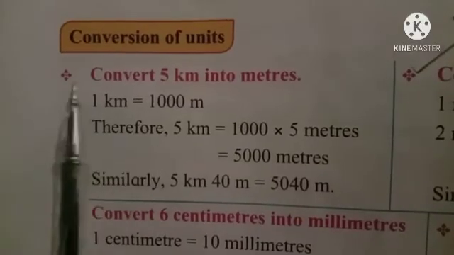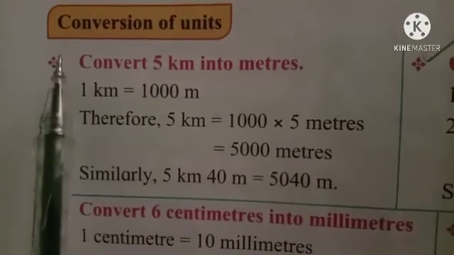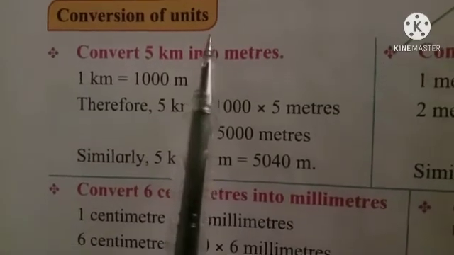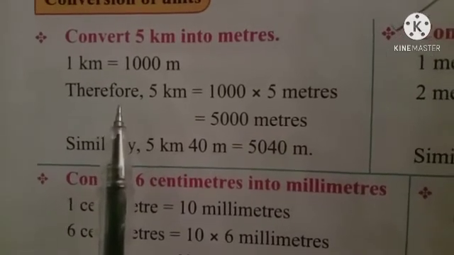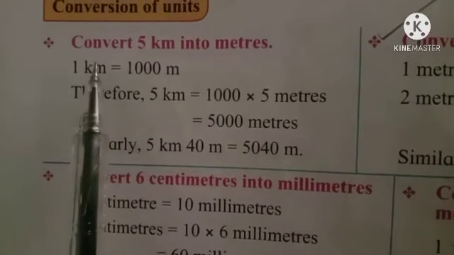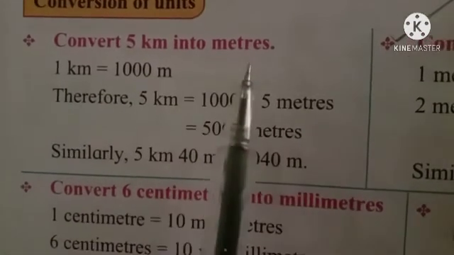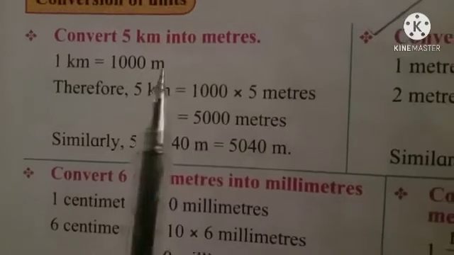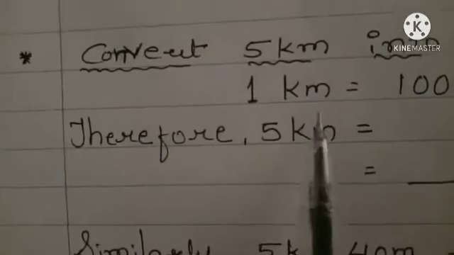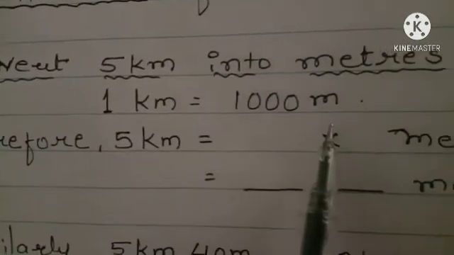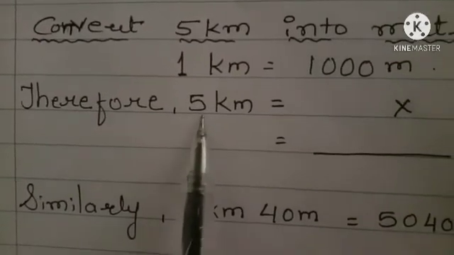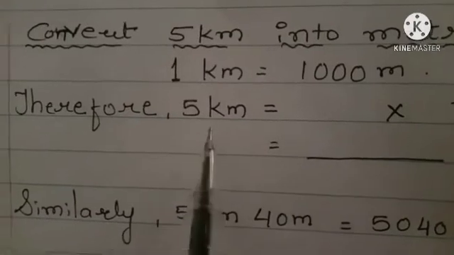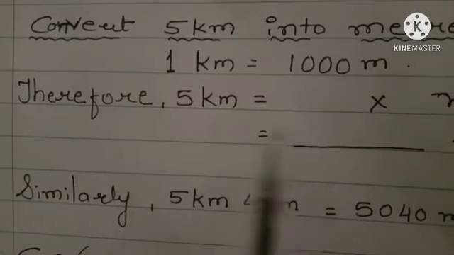Moving to the next part of explanation of page number 64 is conversion of units. So here we have to convert the given units into different units. So first here you will see that we have to convert 5 kilometers into meters. So how we'll convert this kilometers to meters? So students, you know that 1 kilometer is equal to 1000 meter. So if we multiply this 5 by 1000, this kilometers will be converted into meters.